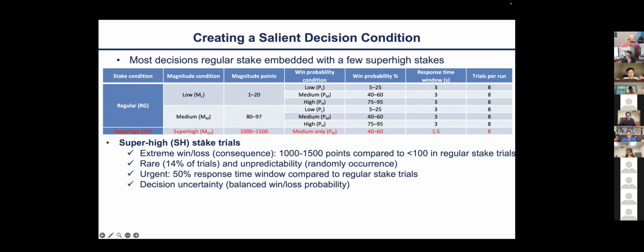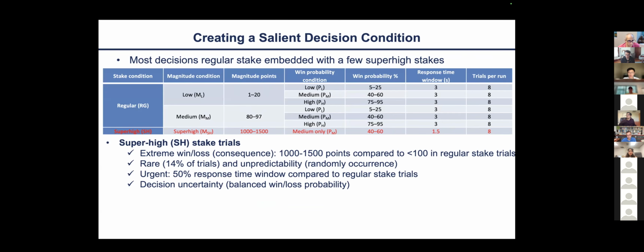But at some random time points during the run, we add a few super high stake trials. So this is the key, and we are going to focus on the super high stake. The super high stake trials feature extreme wins or losses, with high consequences. Compared to a regular stake, which has less than 100 points, the super high stake has thousands of points. So it could make a huge difference.